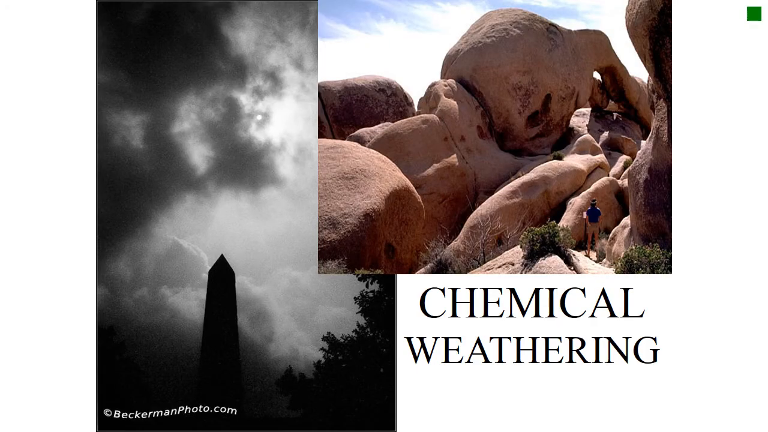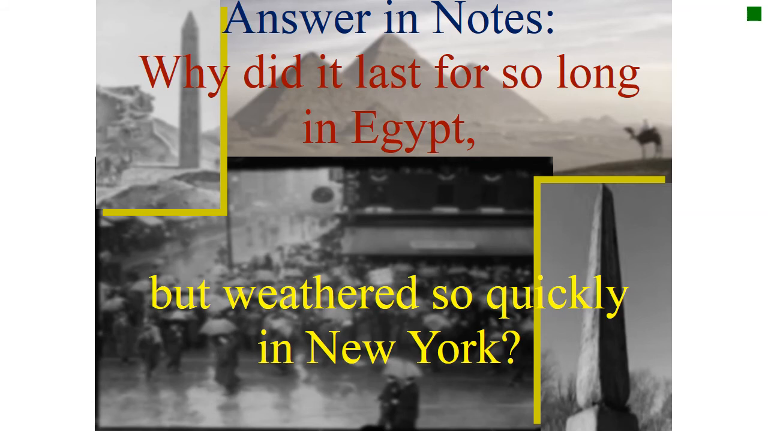So this is a good example of the idea of chemical weathering, same thing that makes these rocks look like this. So I want you to answer in your notes, why did it last for so long in Egypt, but it weathered so quickly in New York City? What is the key difference? And if you can't quite figure it out, take a look at these pictures here. This is a picture of Egypt, and this is a picture of New York City, and what do you notice that's different about them?